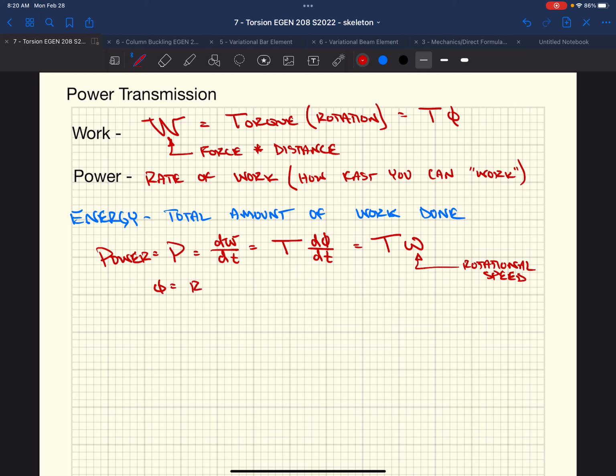We know that phi, as we've been calculating, is calculated in radians. Well, omega is radians per second. Right? Rotational speed, radians per second.